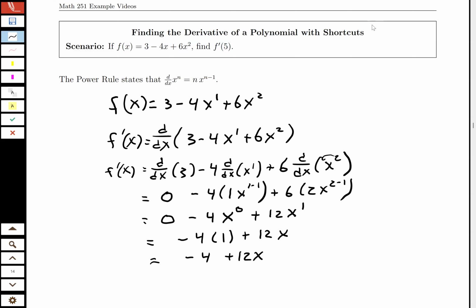So this is the power rule. It allows me to take the derivative of things like polynomials.